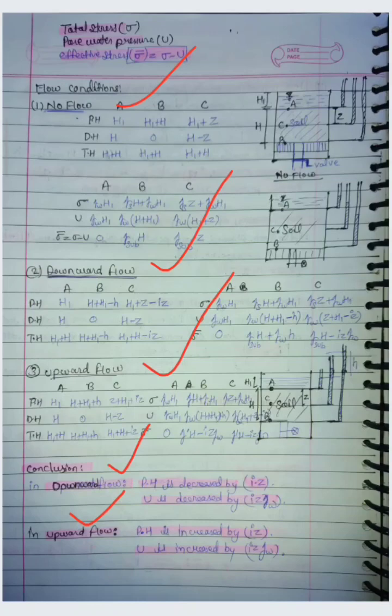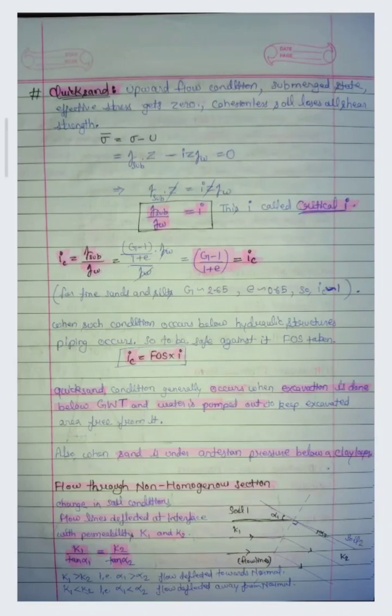Similarly, in upward flow condition, pressure head is increased by Iz and the pore water pressure is increased by Iz gamma W at any point of study. So this is the conclusion that we have to remember. Now the next topic is quicksand. So what do you mean by quicksand?